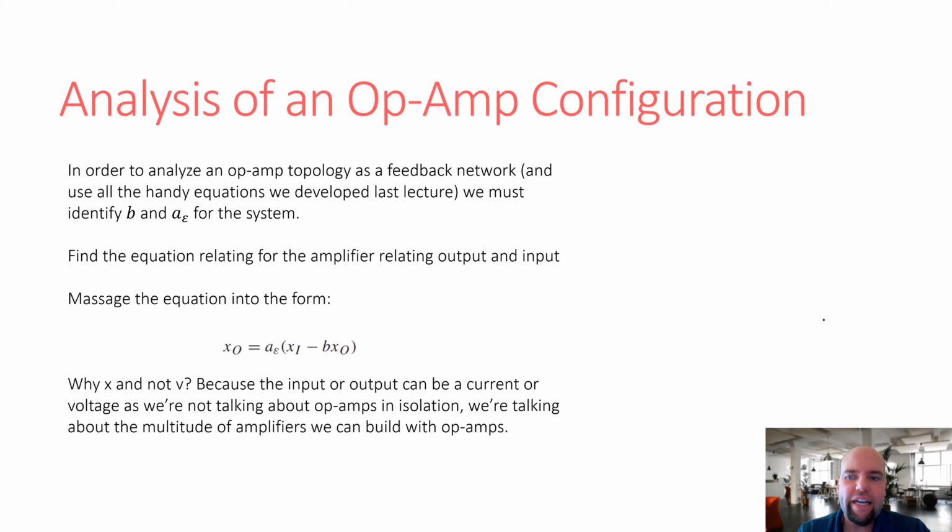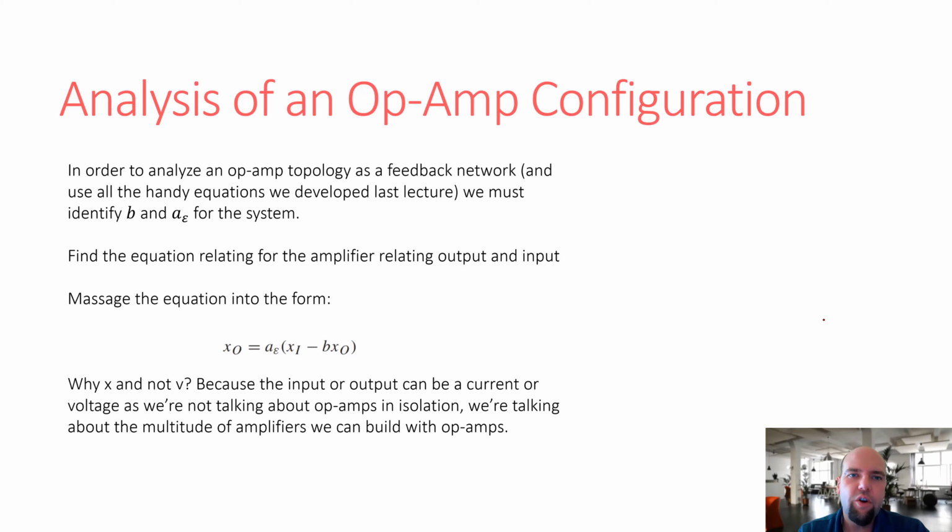So in order to analyze any op-amp configuration, again assuming non-ideal open loop gain for the amplifier itself, we basically need to find the equation that relates the output and input of that amplifier. And then, as I mentioned previously, we need to manipulate that expression algebraically until it's in this form. Once we have that expression in this form, whatever term is here and whatever term is here is going to be our A epsilon and our B.